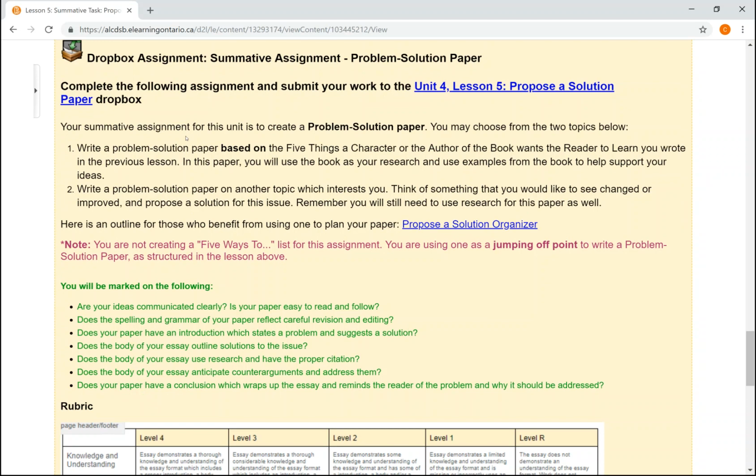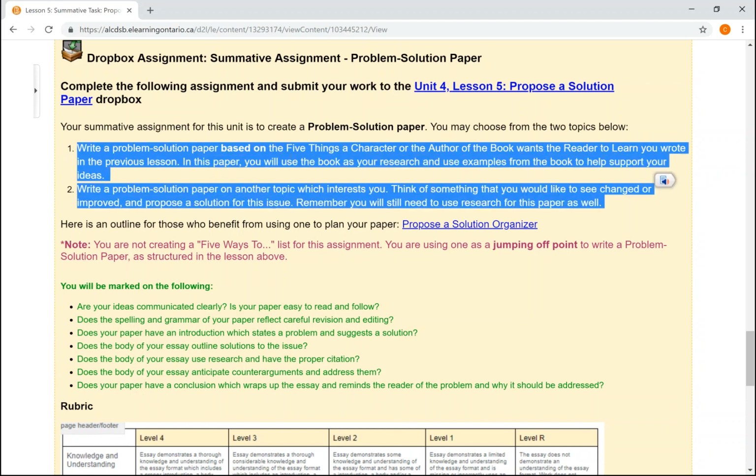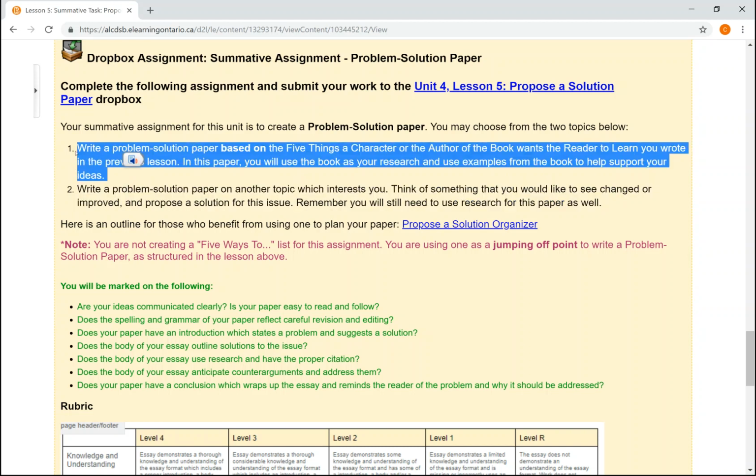Your summative assignment for this unit is to create a problem solution paper. You may choose from the 2 topics below. Okay. So here are your 2 options. 1. Write a problem solution paper based on the 5 things a character or the author of the book wants the reader to learn that you wrote in the previous lesson. In this paper, you will use the book as your research and use examples from the book to help support your ideas. So for this one specifically, you don't need to have other outside sources. You need to properly cite the book though.